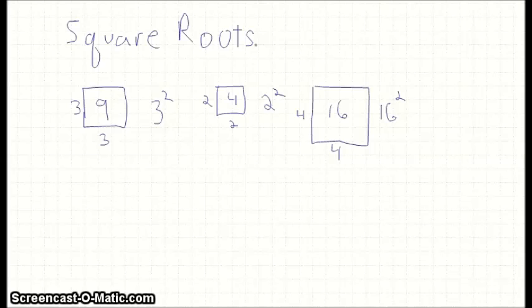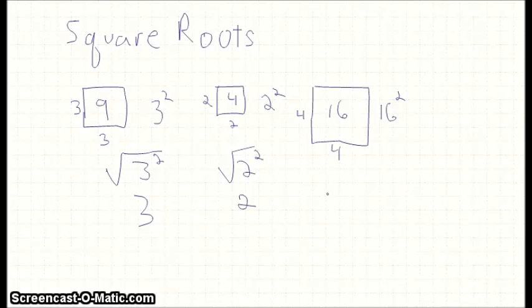And so the opposite of a square is a square root. That's a key thing to know. The opposite of a square is a square root. So if I was to square root 3 squared, I would get an answer of 3. If I was to square root 2 squared, I'd get an answer of 2. If I square root 4 squared, I'd get an answer of 4.